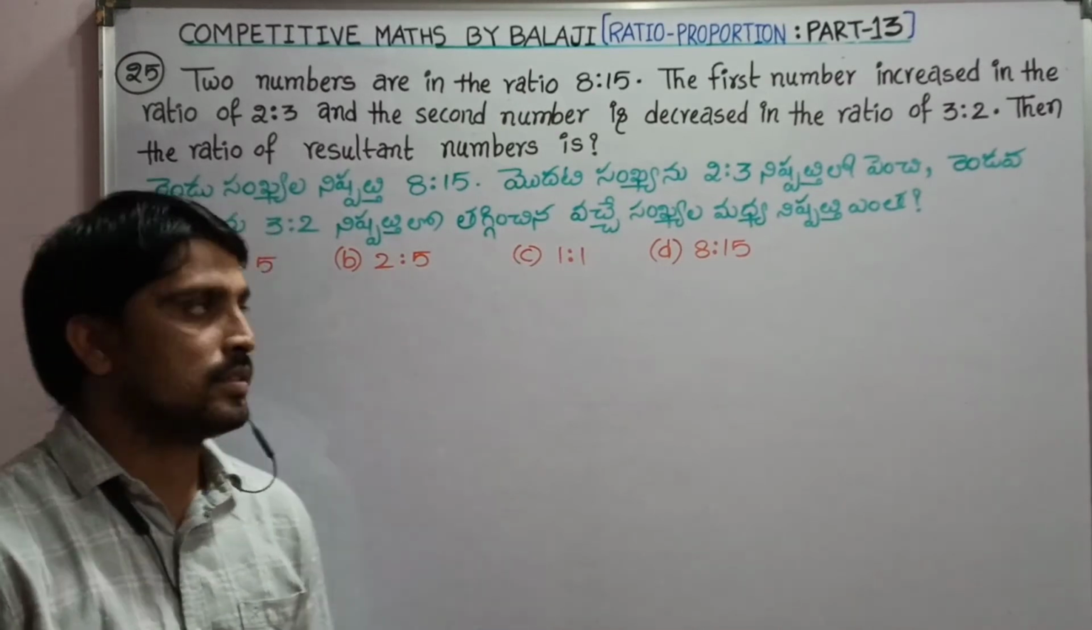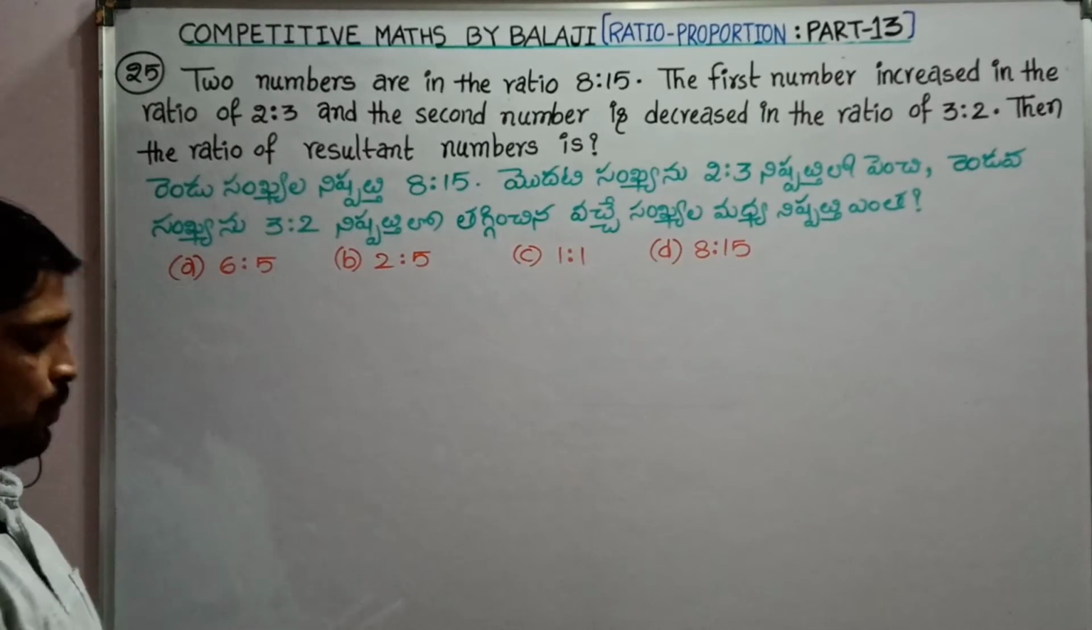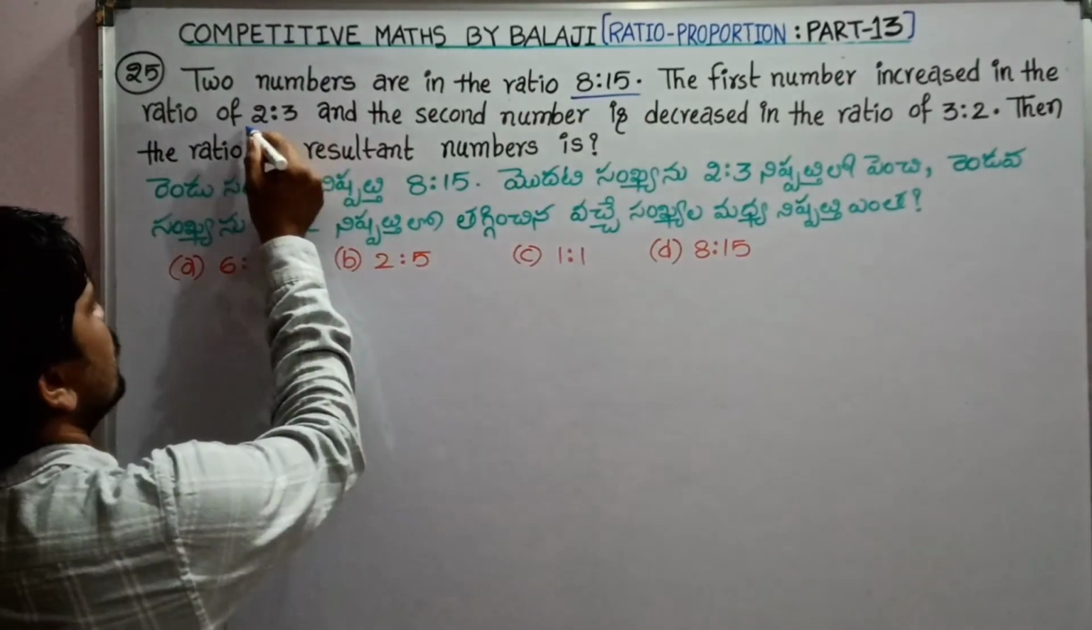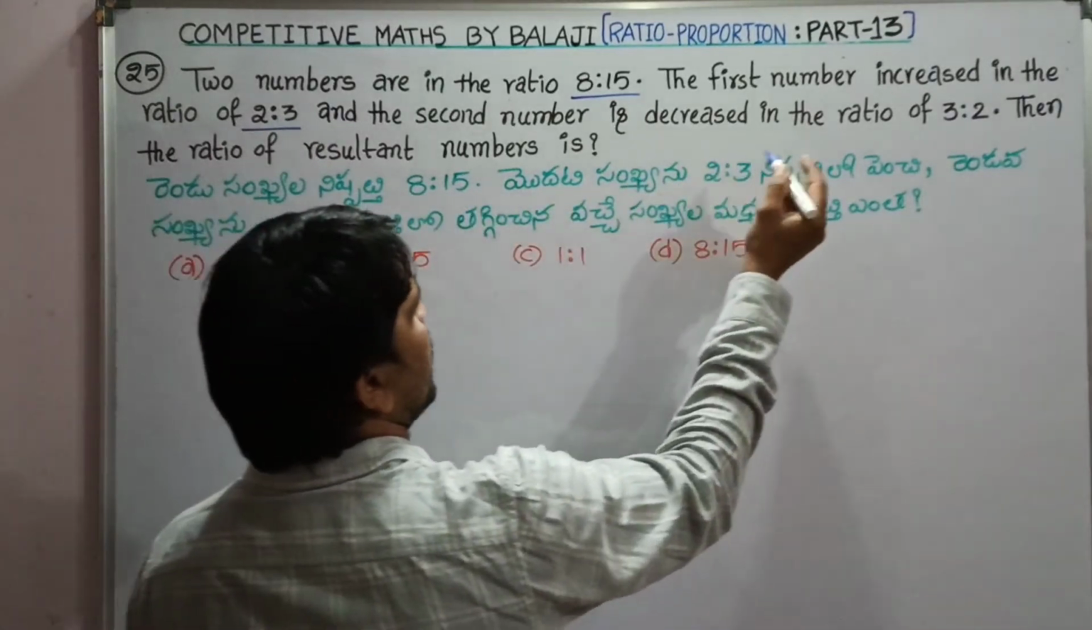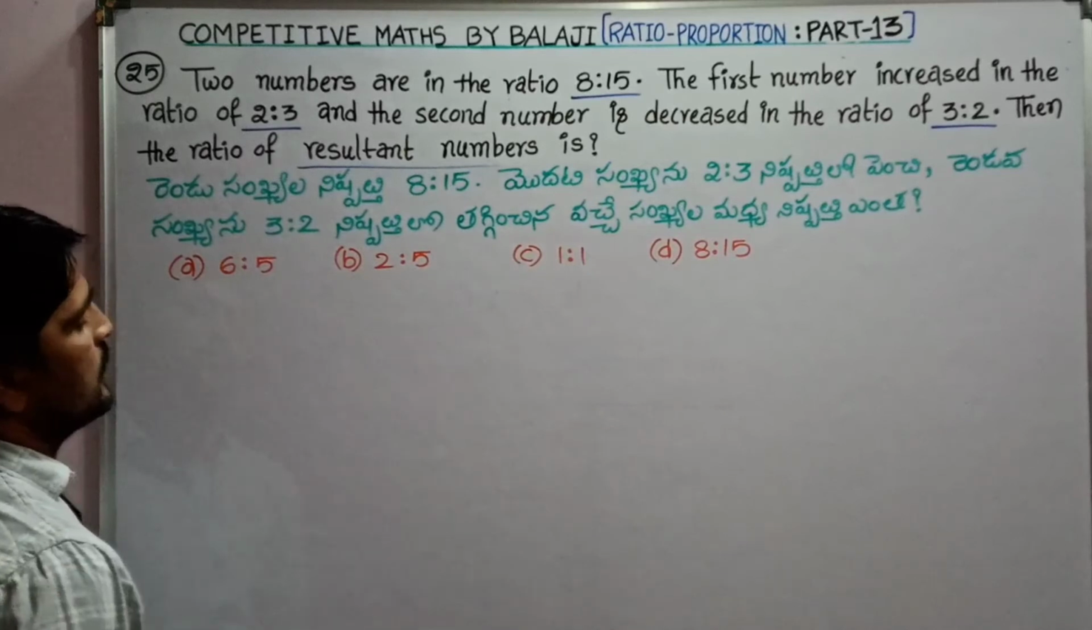Last question of the class, part 13, 25th one. Two numbers are in the ratio 8 is to 15. The first number is increased in the ratio of 2 is to 3, and the second number is decreased in the ratio of 3 is to 2. Then the ratio of the resultant numbers is.